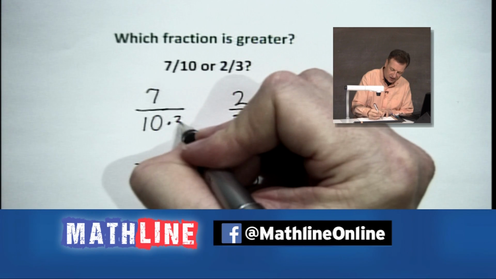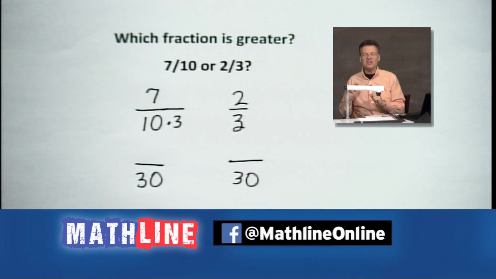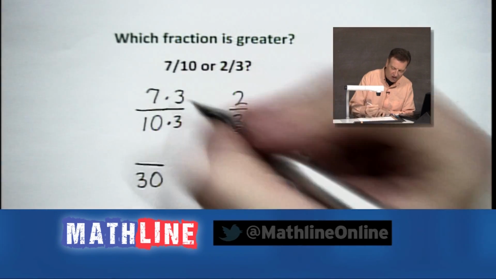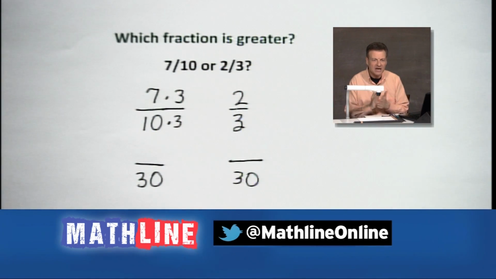Well, we multiplied by 3. What do we have to do to the 7? You've got it on the tip of your tongue out there, everybody? Yes, we're going to multiply that numerator by 3 also. All right, everybody with me? Hanging with it, all right?